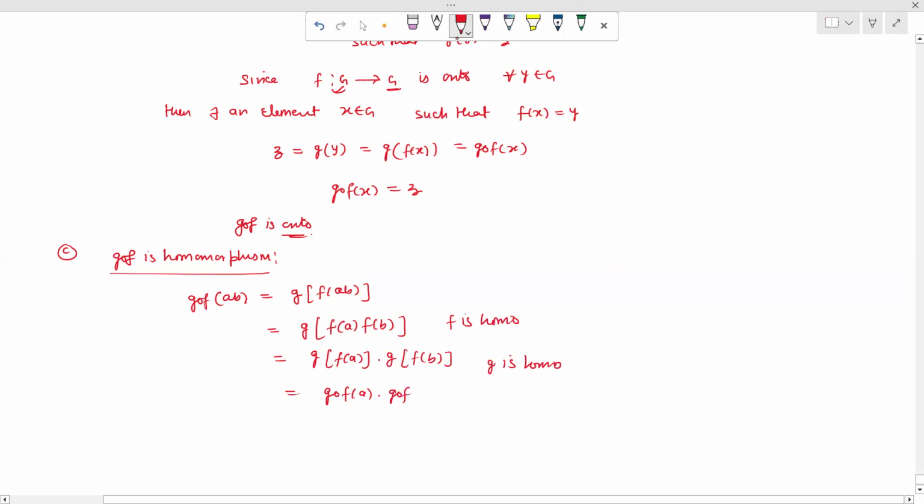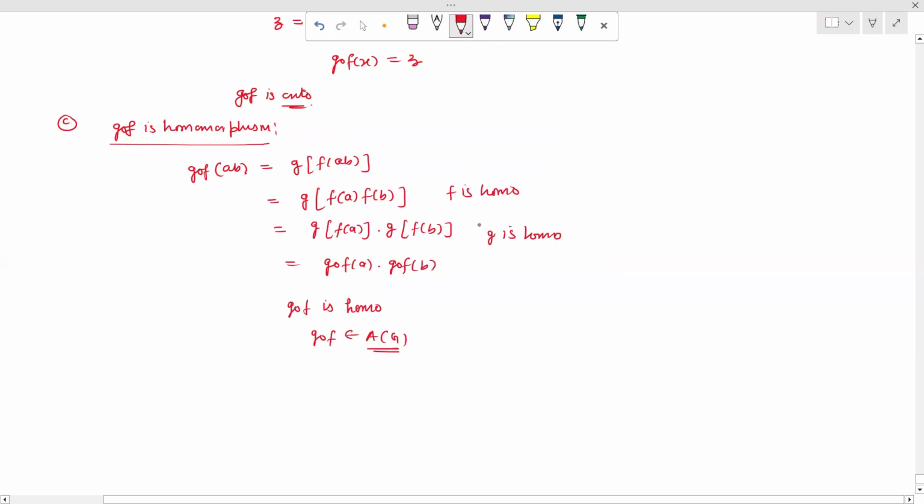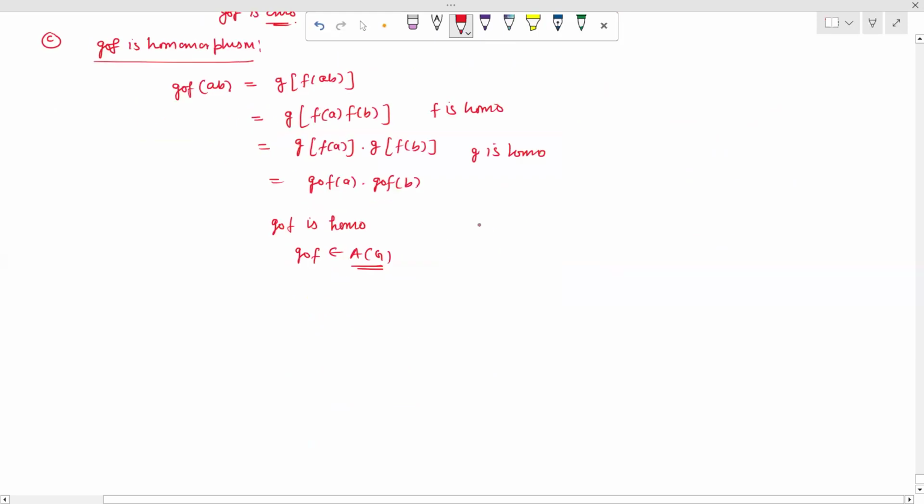G composition F of B. So this can be written as G composition F is a homomorphism. So we can say that G composition F belongs to the automorphism of G. So then it satisfies the closure property.